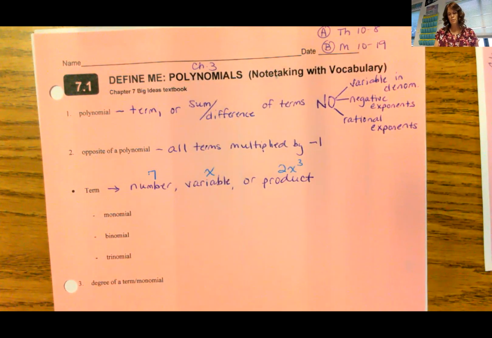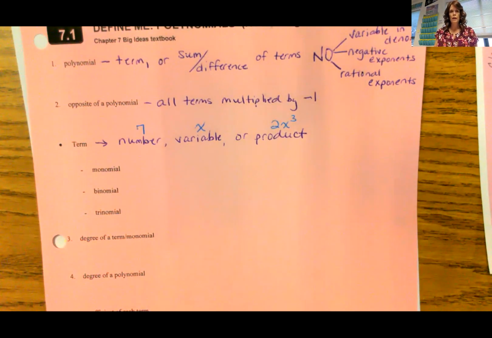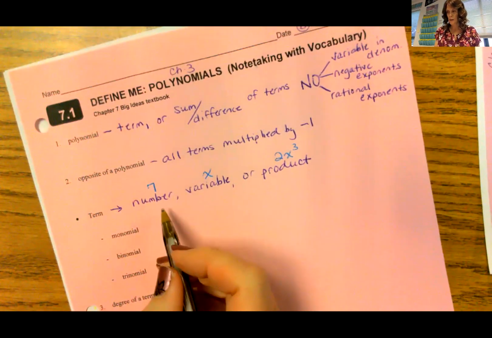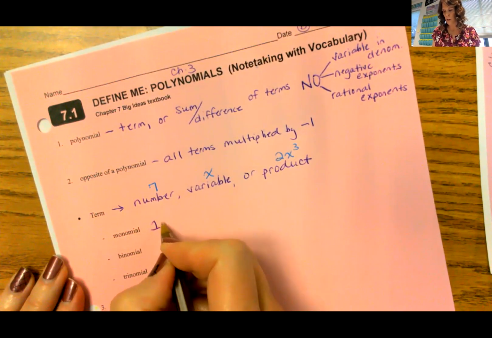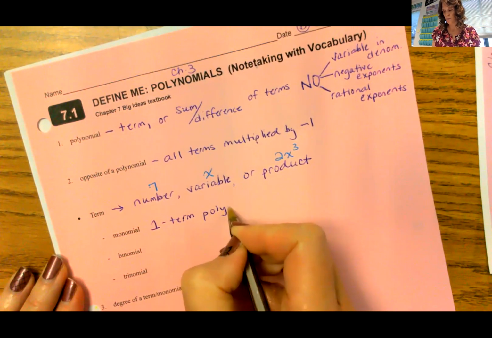2 is a term if it were on its own, x is a term if it was on its own, but if we have x times x times x, now we have a product. But all these are considered terms. Now, we get more specific when we're naming terms by saying, well, how many are there? If it's a monomial, then that is a one-term polynomial.